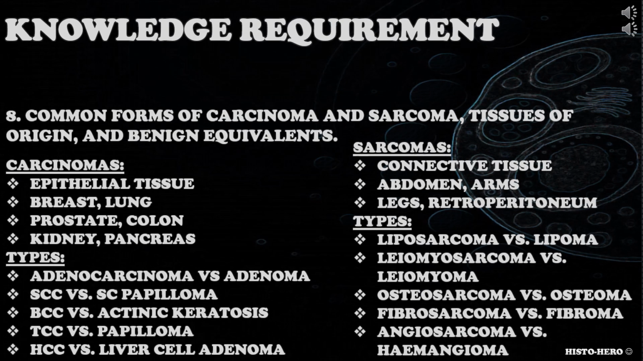The eighth knowledge requirement is common forms of carcinoma and sarcoma, tissues of origin, and benign equivalents. Candidate needs to have the knowledge and understanding about carcinomas and sarcomas. You could ask the candidate to explain what is carcinoma and sarcoma, to name tissues they originate from, to give examples of their malignant and benign equivalents, to list organs or tissues where they are commonly found.